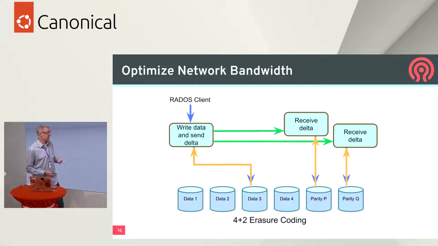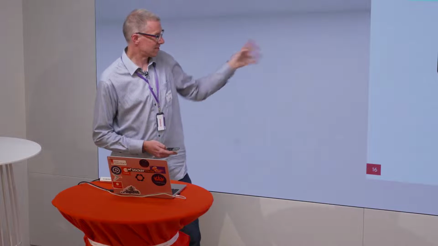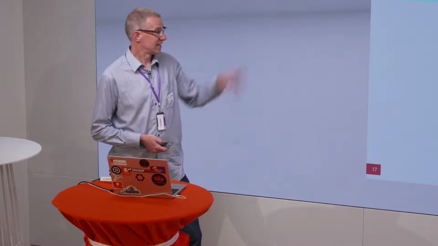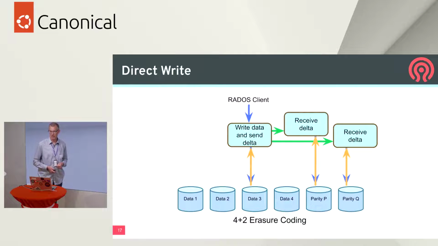So we're still sending the write to the primary OSD, and so we've still got that kind of zigzag there. Obviously, we can improve things further by having the client work out which OSD it needs to update and send the write directly to the OSD that needs to do the update. And so that's a further reduction in network bandwidth.